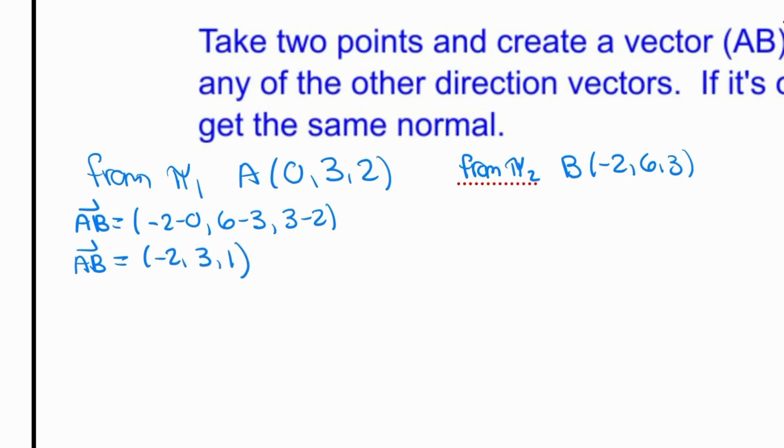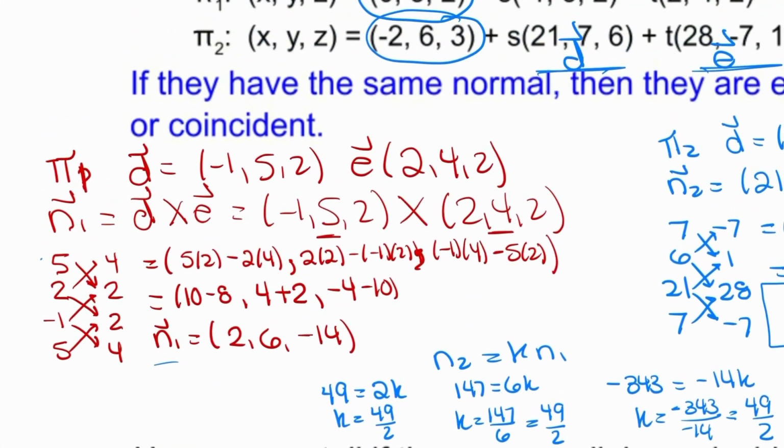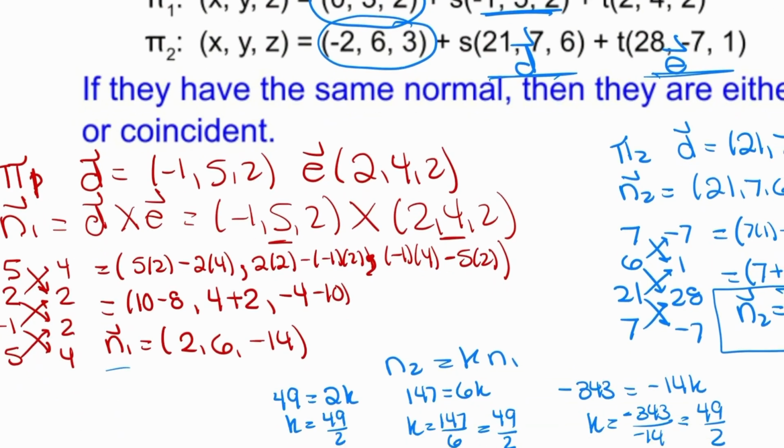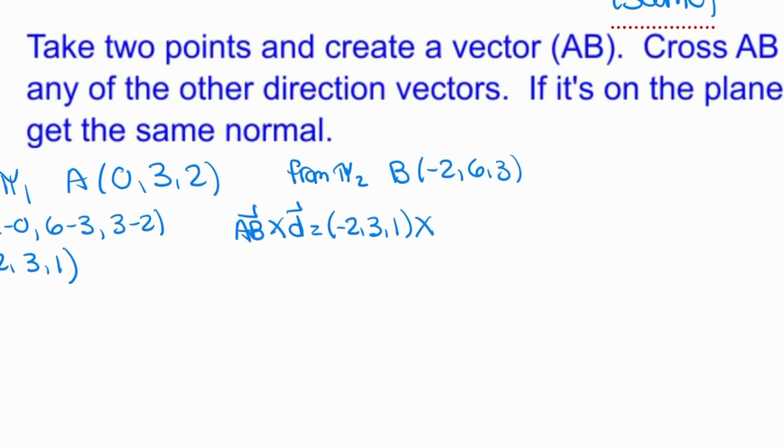So now if I cross AB with either one of the direction vectors, I'm going to choose to cross AB, which was negative 2, 3, 1, with just one of the direction vectors. I'm just going to use negative 1, 5, 2 from plane 1. So we're going to cross that with negative 1, 5, 2. Okay, so what do we get when we cross that?